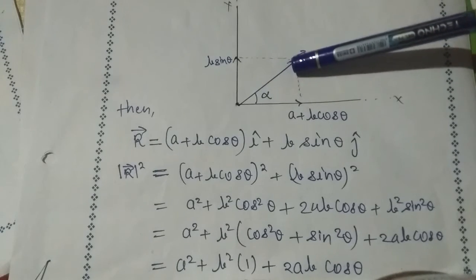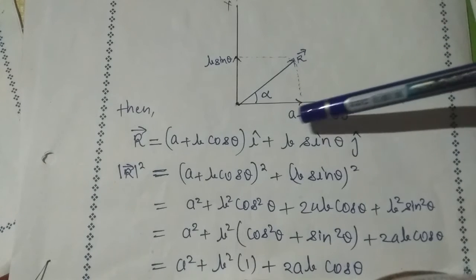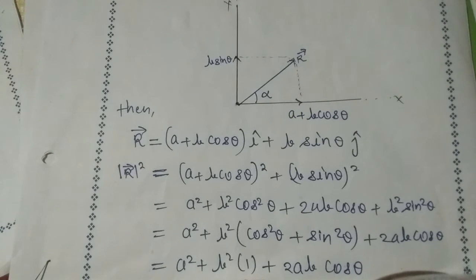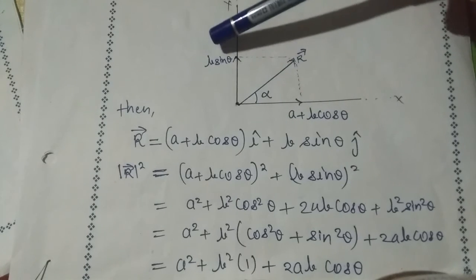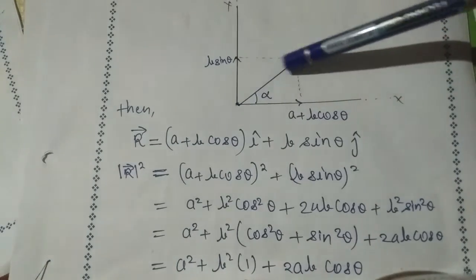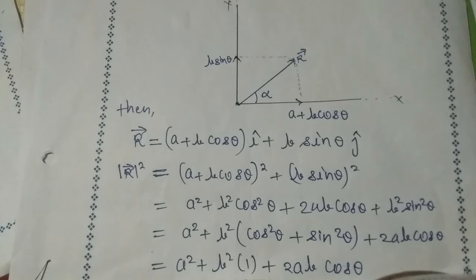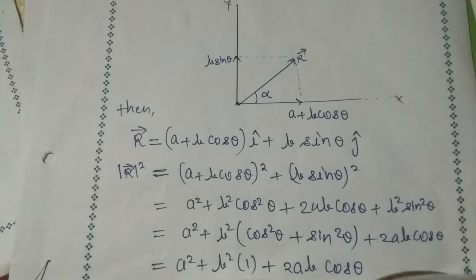When we resolve B, the component of B on the x-axis will be B cos theta, so the total is A plus B cos theta. When we resolve B on the y-axis, it will become B sin theta. The resultant of these two vectors, vector A and vector B, will be the R vector, and it makes angle alpha with the x-axis.